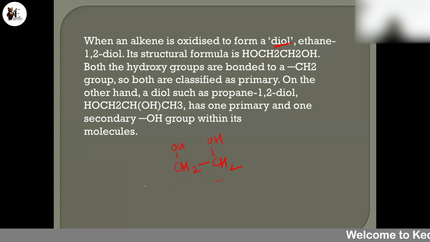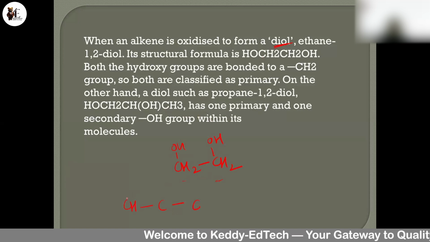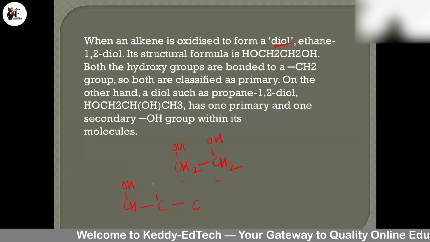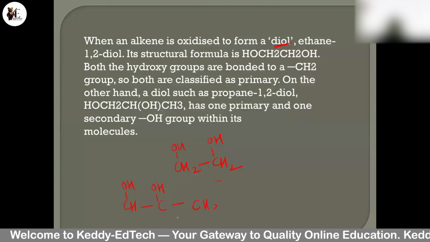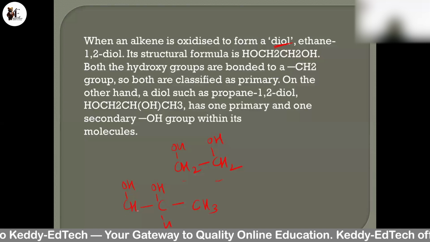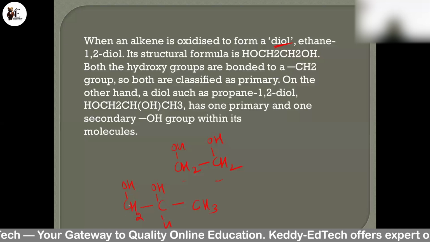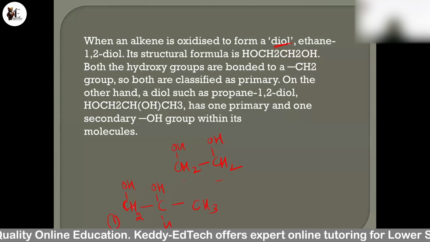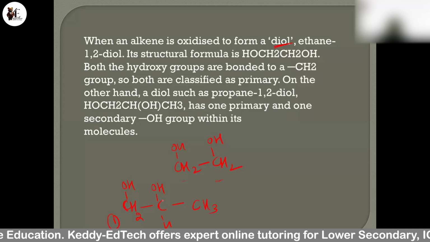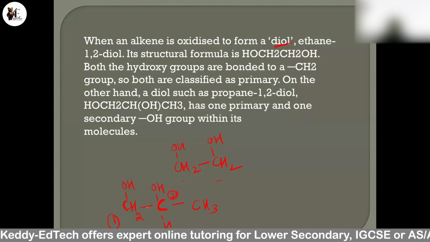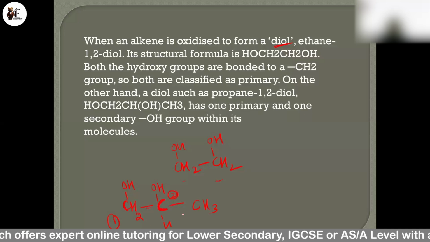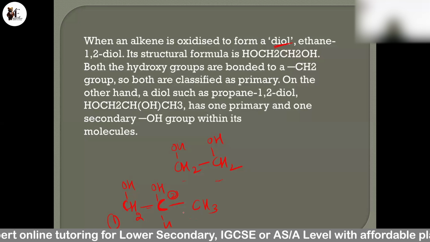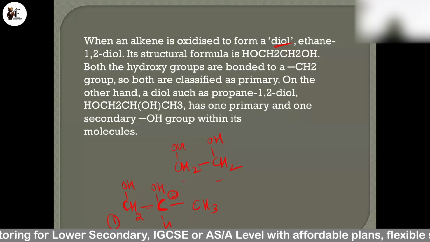On the other hand, diols such as propane-1,2-diol are made like this: 1, 2, 3 carbon atoms. In propane-1,2-diol, at the first position you have an OH group, and at the second position you have an OH group. Then you just fill the valencies of carbon. This carbon marked as first is a primary alcohol because it is connected to only one carbon atom. But this carbon marked as second is connected to two carbon atoms, so it is a secondary alcohol. So in one compound we can have both a primary and a secondary alcohol.